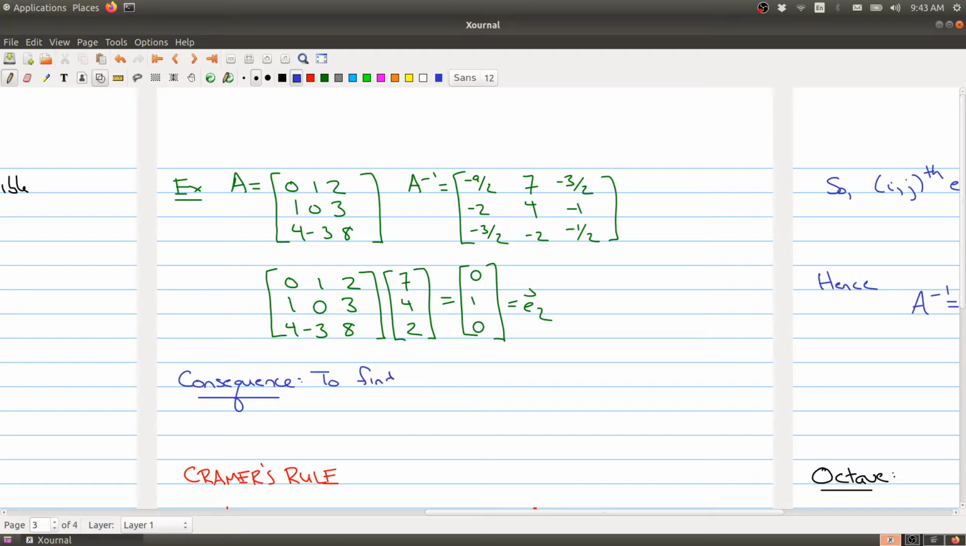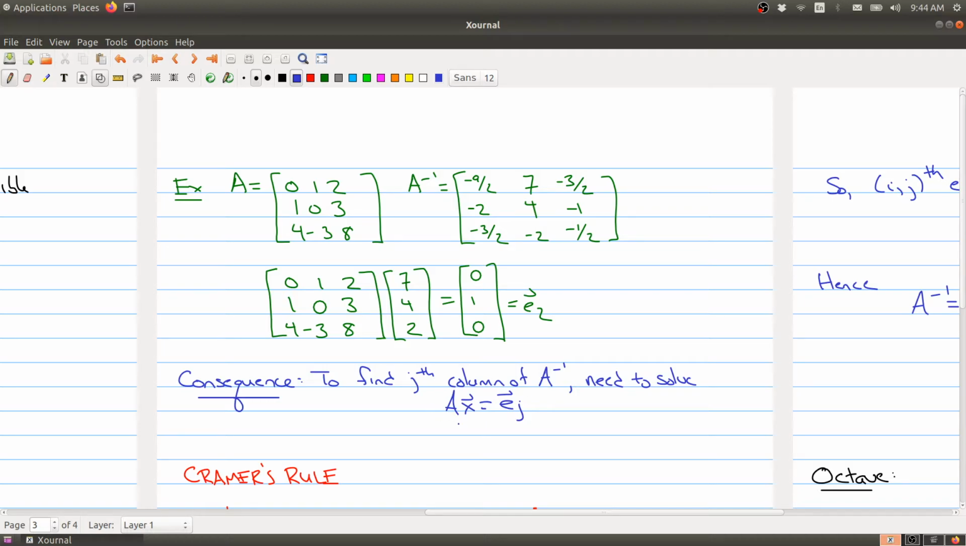So there's a nice consequence here. To find the jth column of A inverse, you need to solve AX equals EJ. This is just a different interpretation of solving for the inverse. What this consequence is saying is you could actually do it column by column. If you wanted to find the inverse of A, you would first figure out the first column by looking at AX equals E1 and finding a solution. Then you would find the second column by looking at AX equals E2, and so on. You just move your way through.